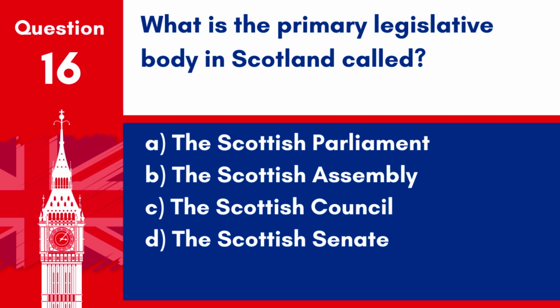Question 16. What is the primary legislative body in Scotland called? A. The Scottish Parliament. B. The Scottish Assembly. C. The Scottish Council. D. The Scottish Senate. Answer: A. The Scottish Parliament. The primary legislative body in Scotland is called the Scottish Parliament.